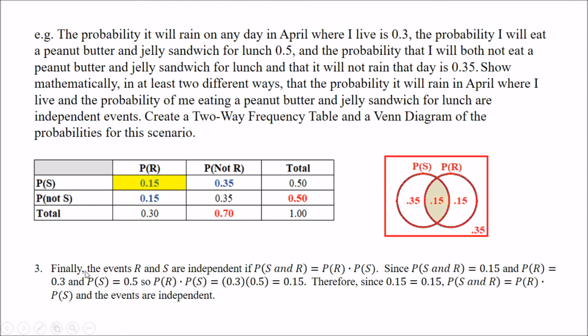Third and final way. To show that the events are independent, we could use the second formula, that the probability of S and R equals the probability of R times the probability of S. The probability of S and R, once again, is that overlap of 0.15, highlighted here in yellow. But we already know the probability of R is 0.3 and the probability of S is 0.5, and when I multiply those together, I get 0.15, which is the same result as the probability of S and R. Since they're equal, the events, once again, are proven independent. I think this third way was probably the easiest way.